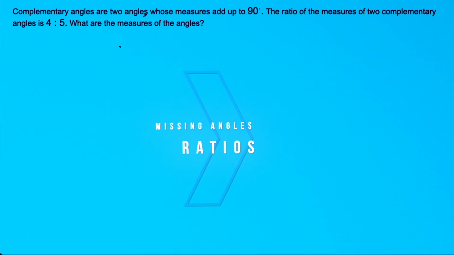Complementary angles are two angles whose measures add up to 90. And they tell you that the ratio of the measure of the two complementary angles is 4 to 5. Then what are the measures of the angles?